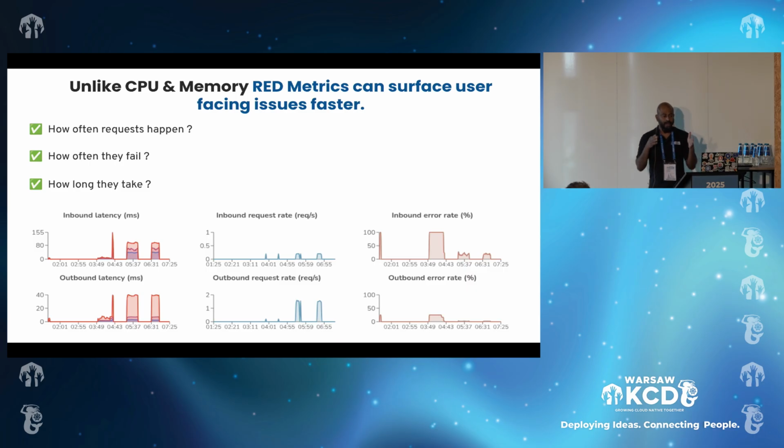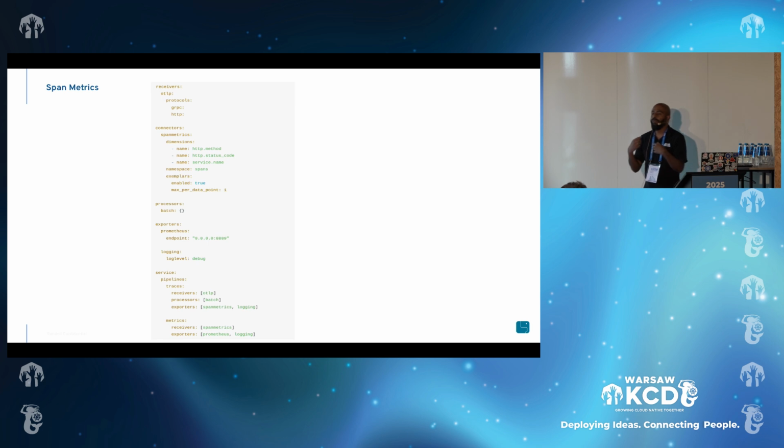And these three things that I've talked about, like how often requests happen, how often they fail, and how long they take, latency, right? These are actually extracted by using span metrics. So if you're using distributed tracing, there is this easy thing that you can do by enabling here, right over here. You see that span metrics?